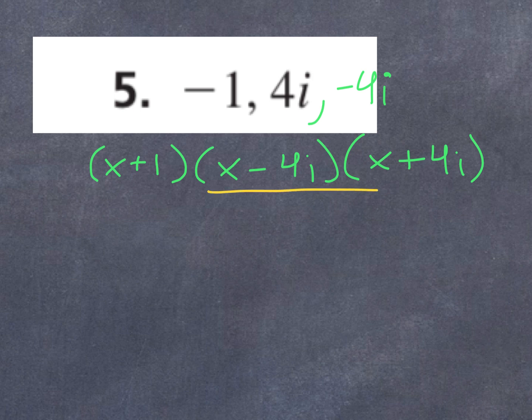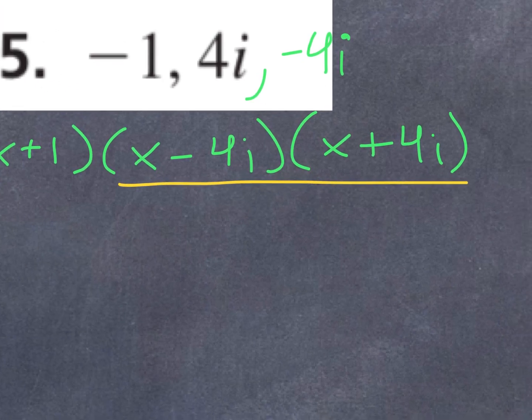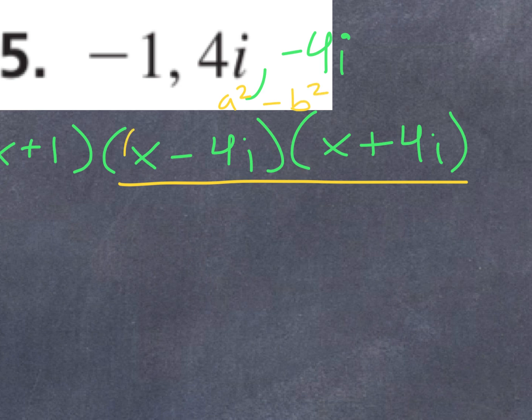Now let's FOIL our conjugates together first. Remember, you can FOIL or use your conjugate shortcut. I'm going to do the conjugate shortcut just to show you guys, but you can FOIL it out. If you do it right, you'll get the same answer. So our conjugate shortcut is a squared minus b squared. So our a would be our x here, because what separates the a and b are the different signs. So a would be x and b would be 4i.